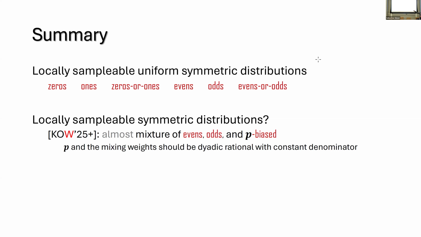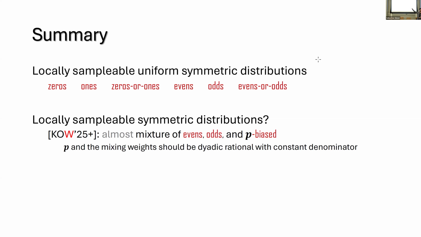So if you have this distribution, how do you generate it? Well, you can use a constant number of bits to choose which one of the mixture you generate. This is constant bits because I assume it's a dyadic rational with constant denominator. And then once you fix the choice, it's like one of the 3 cases. You can use constant many bits to generate those distributions.